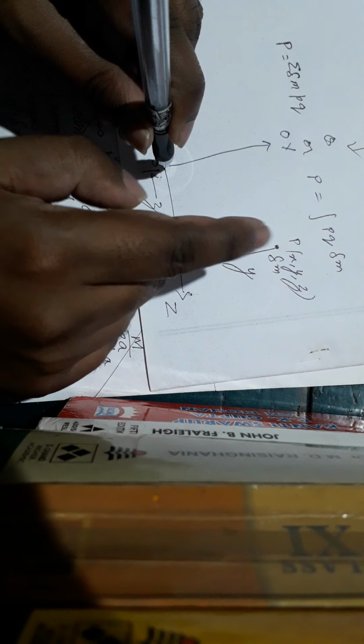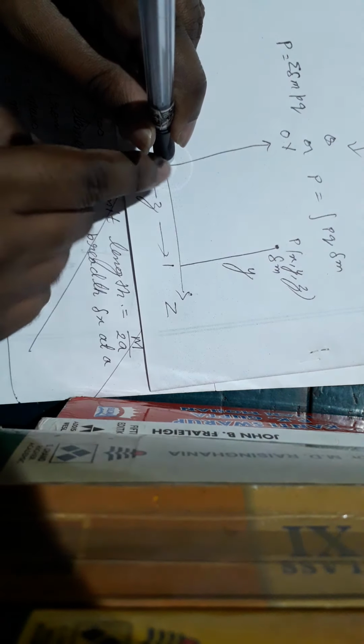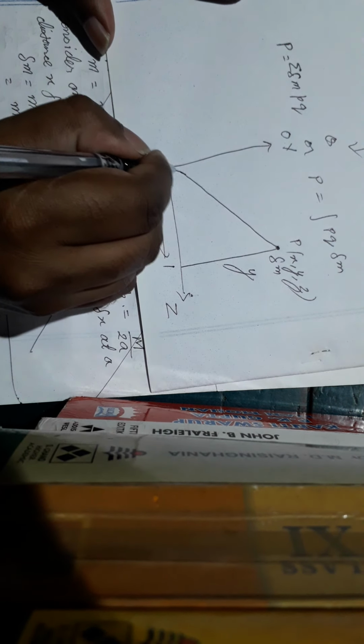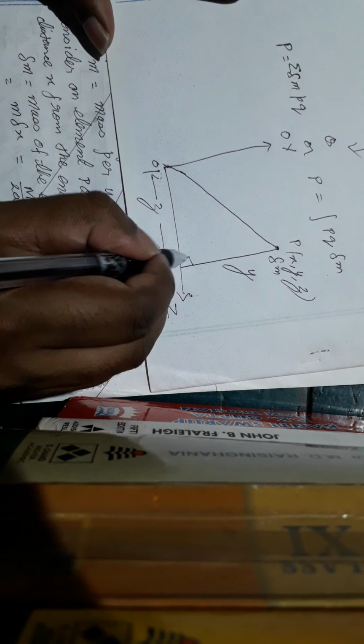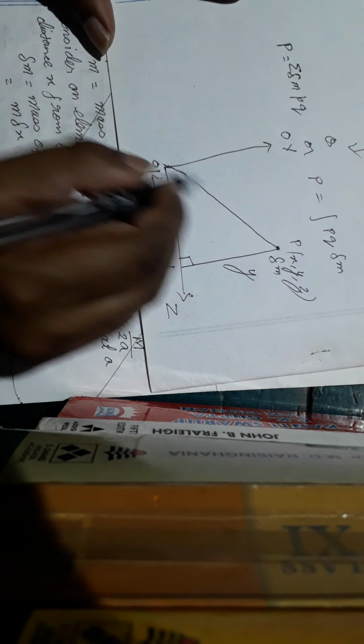You know that this is the OZ axis and this is the OY axis. The x-axis will be perpendicular to these two axes, so this will be our OX axis. We'll try to find the perpendicular distance from this point to this axis. The perpendicular distance will be this distance. It is a right angle triangle, so we can apply the Pythagoras theorem and find the distance, which is nothing but y square plus z square.